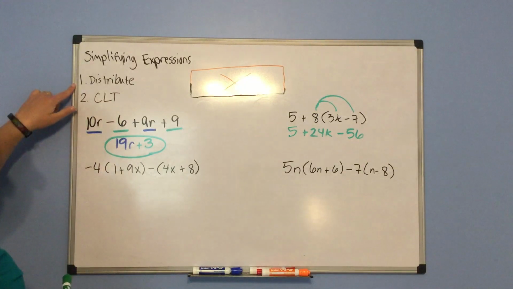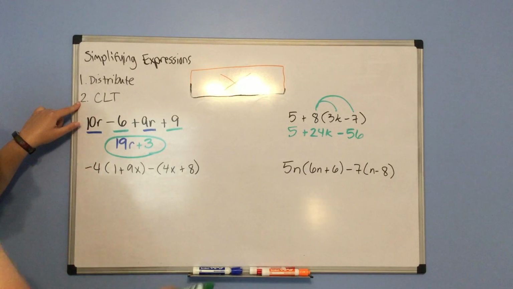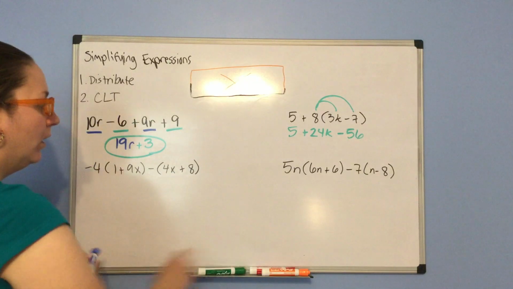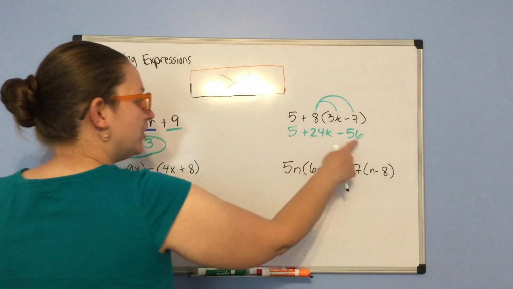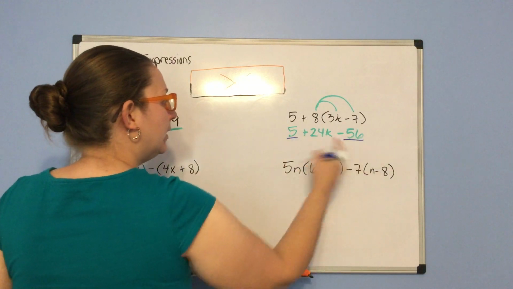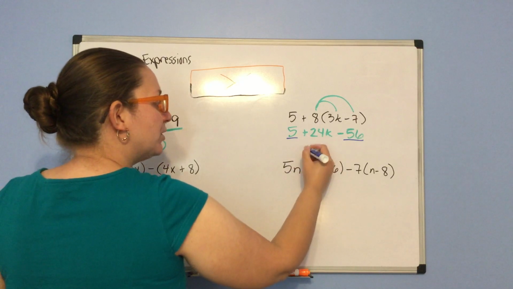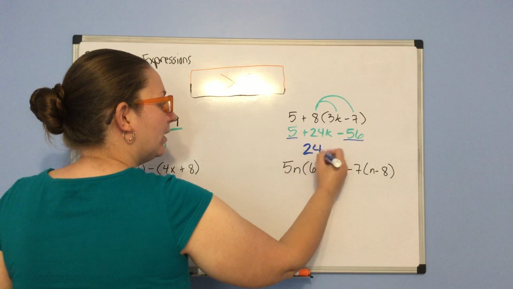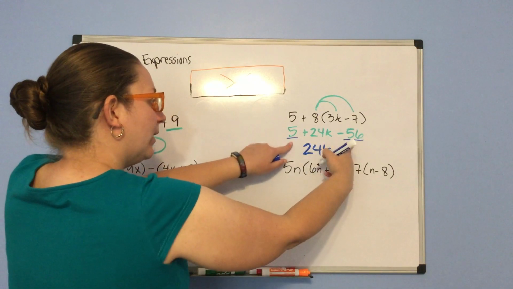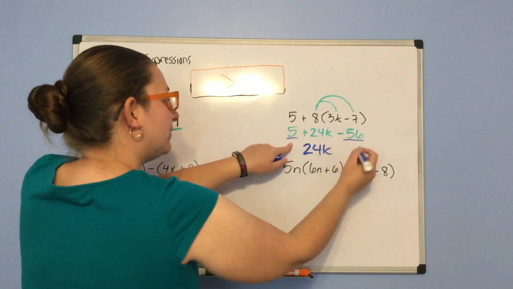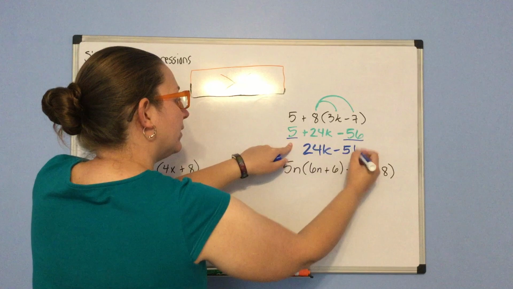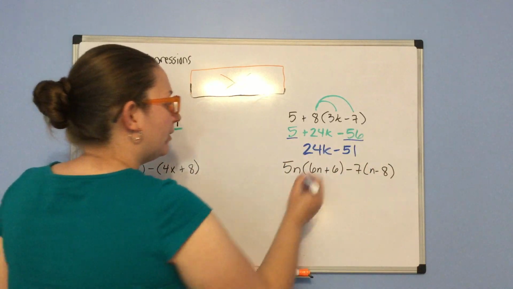We've done our distributing. Now we need to check and see if we have any like terms, which we do. Our two like terms are the two numbers, so these can be combined. This has nothing to combine with, so it's going to stay the same. So final answer here will be 24k. When I combine my numbers, 5 minus 56 is -51. So it's going to look like -51.